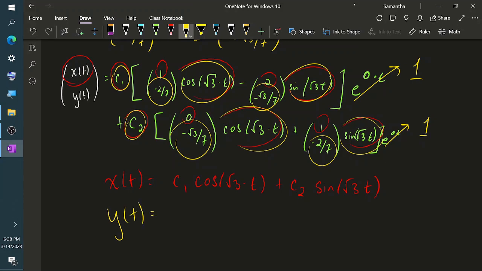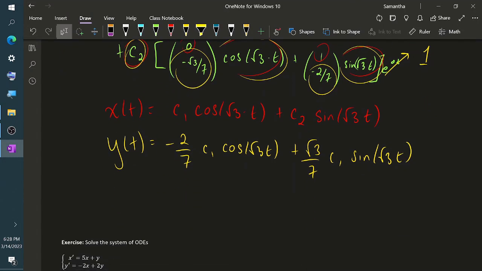Y could be found by looking at c1 times negative 2/7 times cosine, then c1 minus negative root 3 over 7 times sine, then c2 times negative root 3 over 7 times cosine, and then c2 times 2/7 times sine.